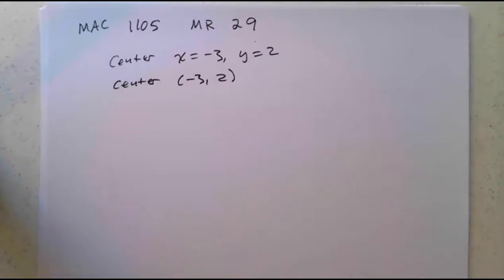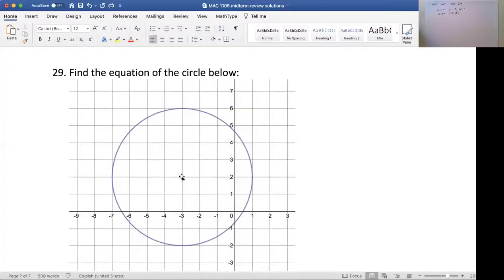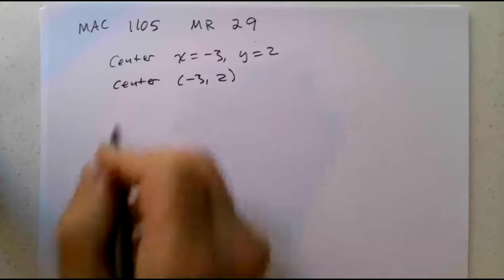Now we need to find the radius. So here's -3, 2. What is the distance from the center to the end of the circle, the edge of the diameter? Let's count them. 1, 2, 3, 4 that way. 1, 2, 3, 4 that way. So it looks like the radius is 4. So radius is 4, diameter is 8. Fine.